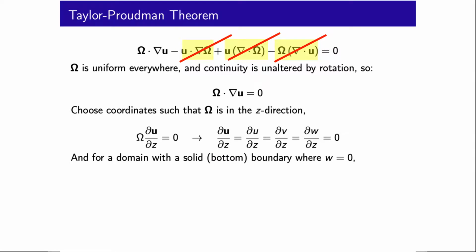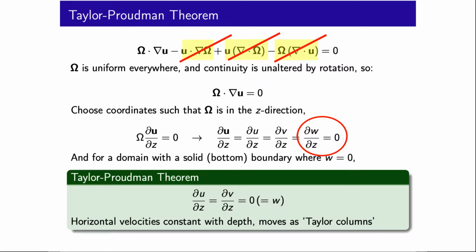Now, if there is anywhere in the domain that you know that w is 0, like a boundary, then because ∂w/∂z is equal to 0, w is 0 everywhere, and what you're left with is ∂u/∂z equals ∂v/∂z equals 0. This is the Taylor-Proudman theorem.